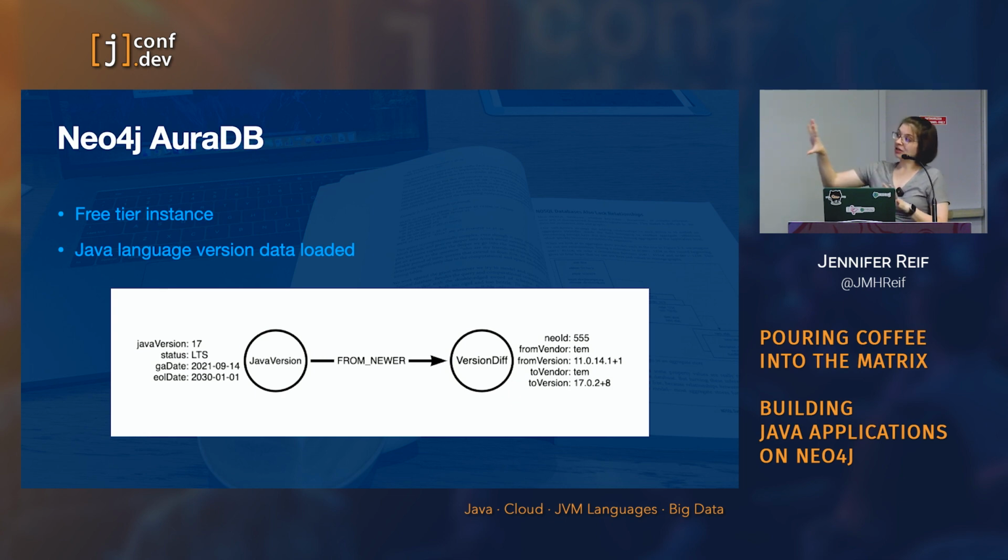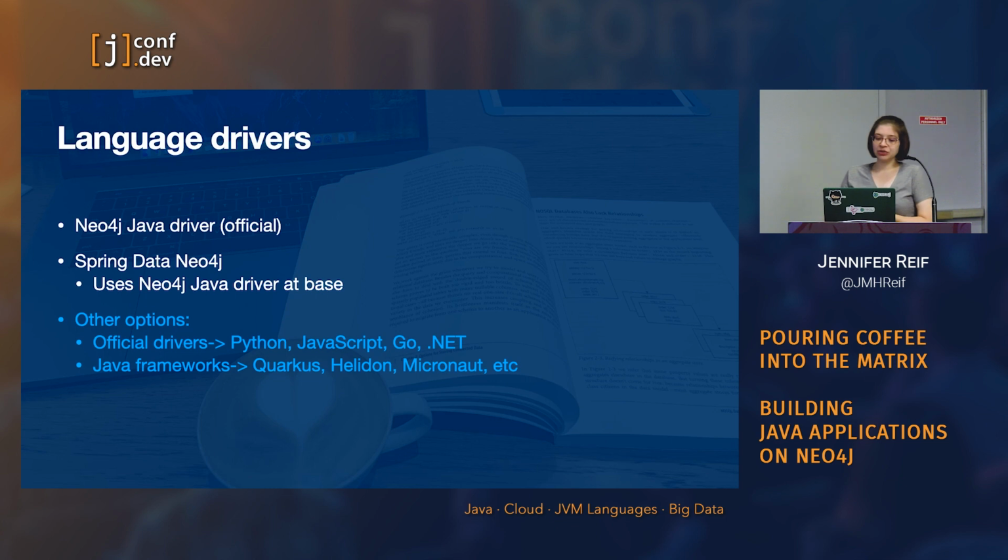So I showed a larger version of the data model earlier, but we're going to focus really in on the Java versions themselves, so 8 versus 11 and so on, and then the diffs between those. So calculating this basically just has the properties for, I have a to version, excuse me, of 17, and then comparing that to 11 in this case. We're going to use the Neo4j Java driver, which is an official driver provided by Neo4j. However, there are plenty of other options if you're not a Java person.